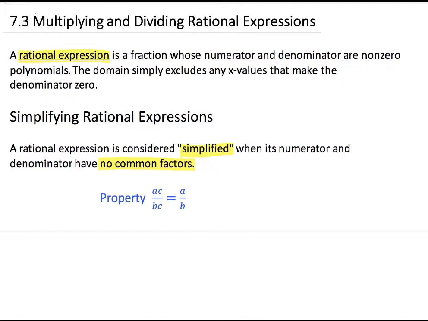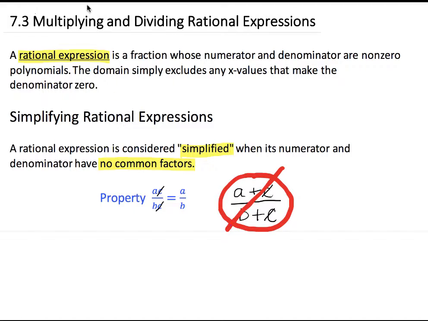Meaning if I have something like AC over BC, I can cancel out those C's because C divided by C is 1, and I'll just be left with A over B as my simplified answer. Now suppose we had a rational expression that looked like A plus C over B plus C. Could we just cross off the C's like this and call it a day and say the answer is A over B? No, this is something I like to call puppy murder.